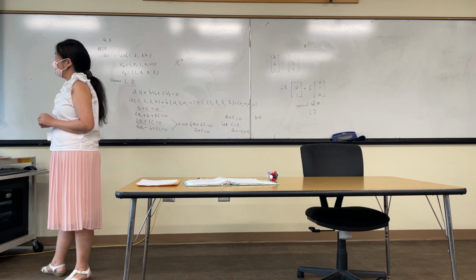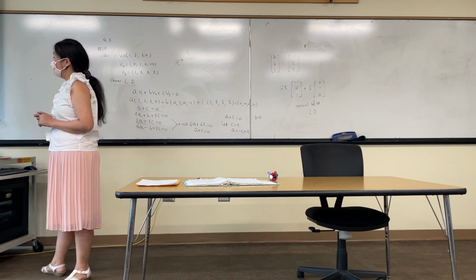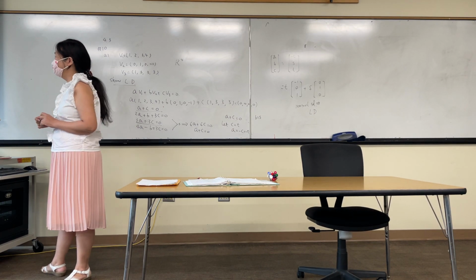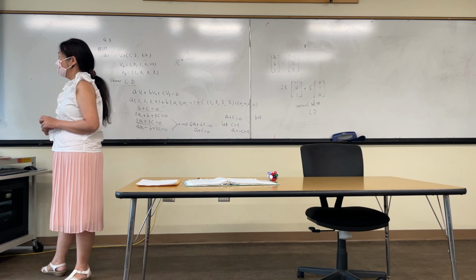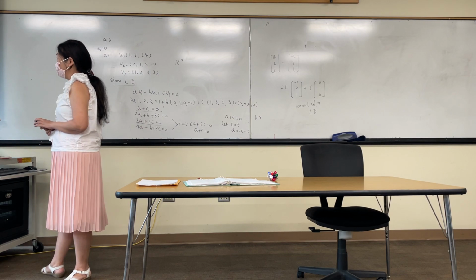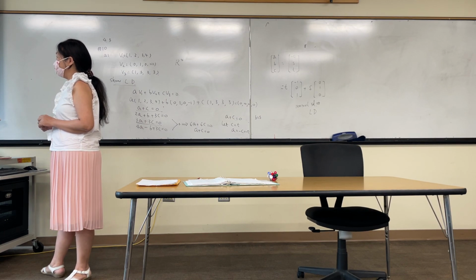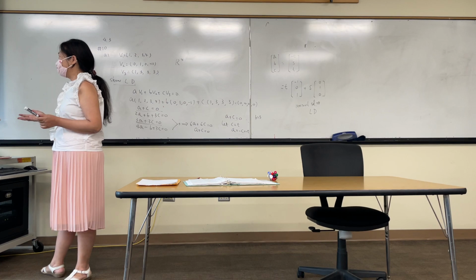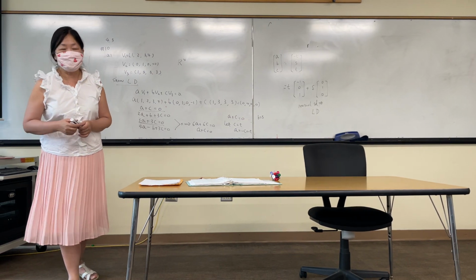I wrote down all the answers already, so you can see your answer. Write down your answer so you can go home and verify it. Let's look at number B. X and cosine X, that's definitely independent, right?